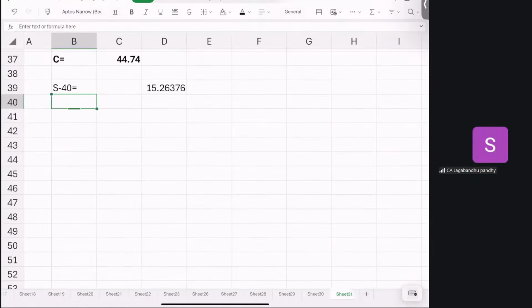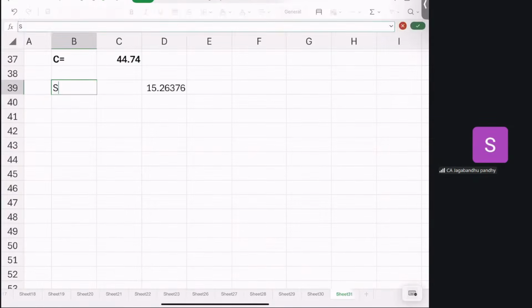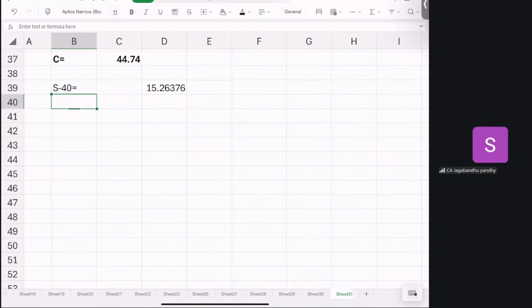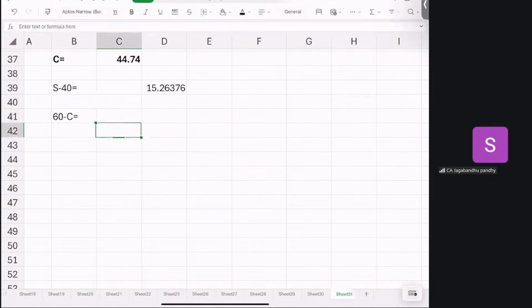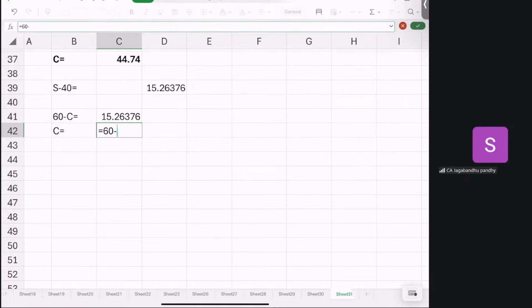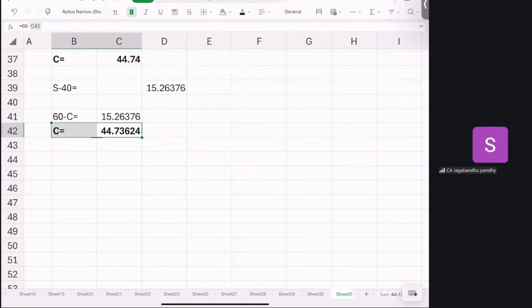So I'm saying, spot minus 40 is this number. If I want to know what the cost is, I can say that 60 minus the new cost should be equal to this 15.26. So I can say that the cost is 60 minus this, so 44.74. Yes, you can also say it that way.